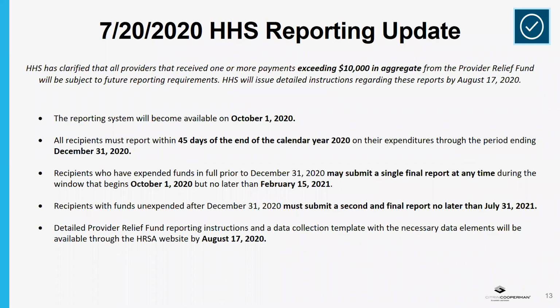If you have not fully expended the funds by December 31st, providers must submit a second and final report no later than July 31st of next year. What that seems to indicate, though it does not explicitly say, is that providers have until next year, presumably somewhere around July, to fully expend the funds. It's been unclear to this point how HHS was looking at the time period, but that seems to provide some clarity. And again, by August 17th, we should have more details.